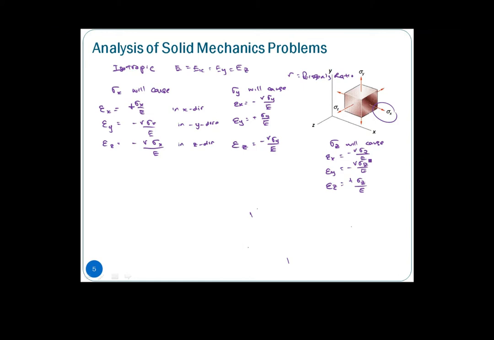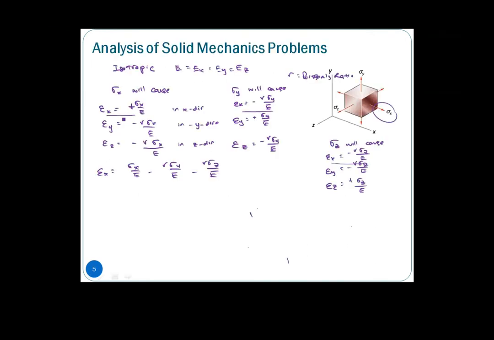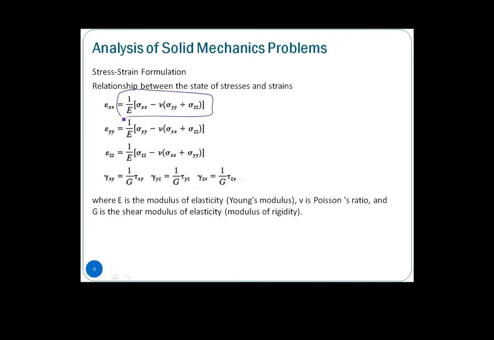So if you sum all of these, for epsilon x itself, you have sigma x over E minus nu sigma y over E minus nu sigma z over E. So that is where you have this one. Epsilon y itself is also the same, and epsilon z will also have similar effects.